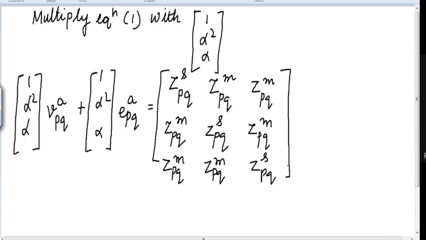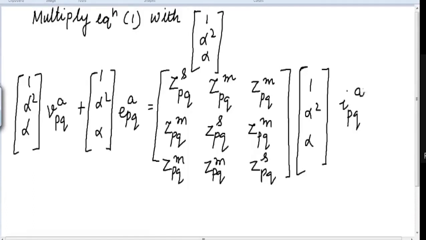Okay, so this is what I can replace, and then I will multiply by 1 alpha square alpha multiplied by IPQA. As A I have taken as reference, so I will add A. Okay, so this is what we can write as this equation, and let's give this equation a number, as two equations were already used in impedance and admittance form. So this will be equation number 5.